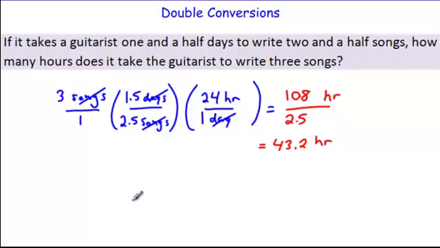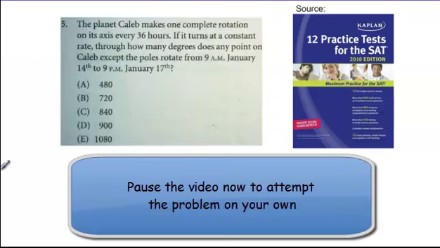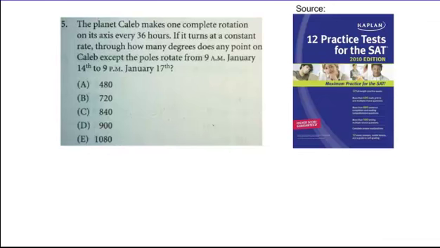Next problem. The planet Caleb takes 1 complete rotation on its axis every 36 hours. If it turns at a constant rate, through how many degrees does any point on Caleb, except the poles, rotate from 9 a.m. January 14th to 9 p.m. January 17th? If we approach this as a conversion problem, we're looking for a starting value that we can multiply by 1 or more conversion factors.